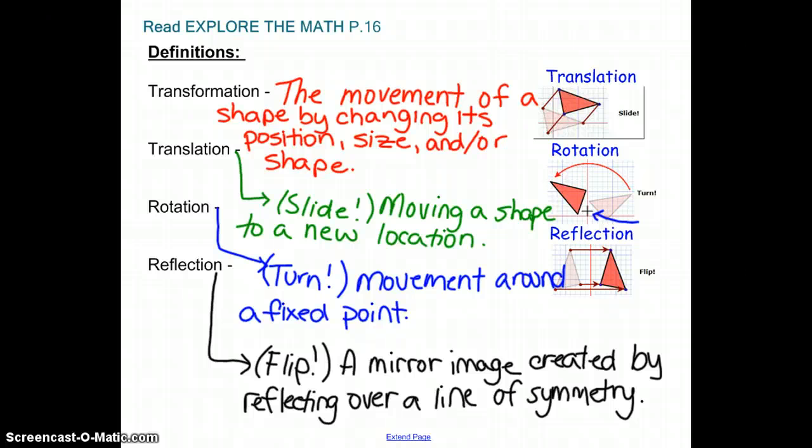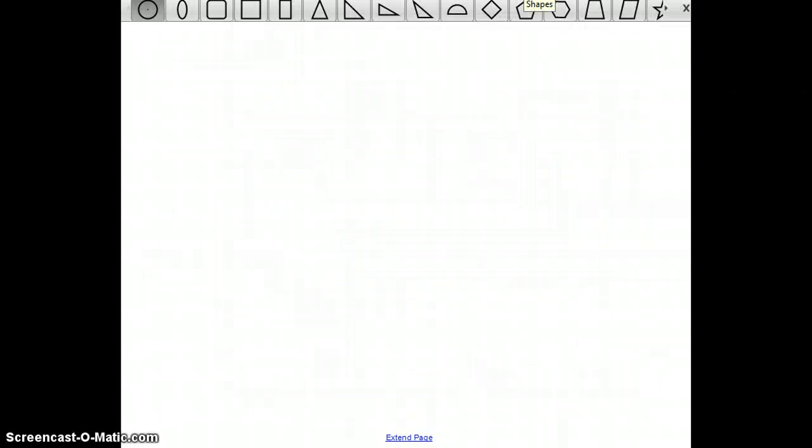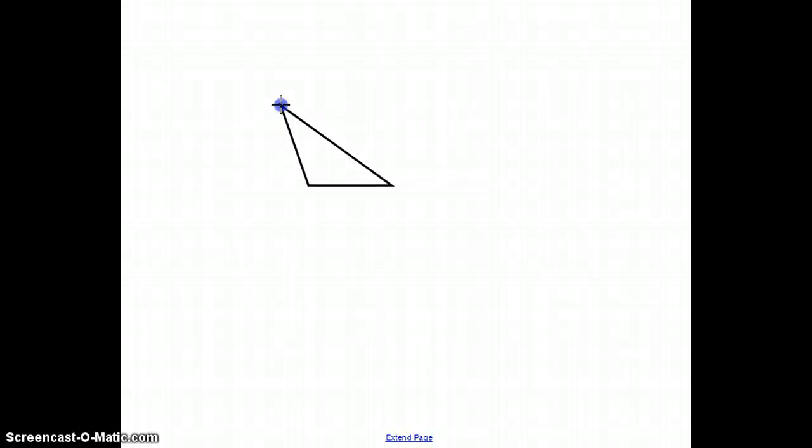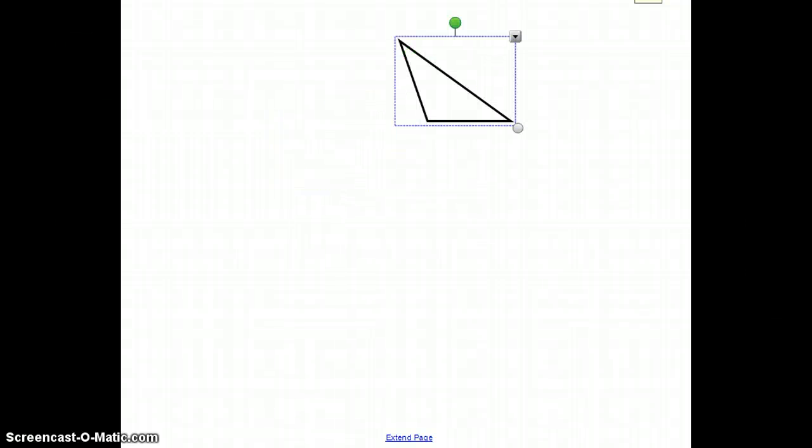Then you can read Explore the Math on page 16 and copy the following definitions. Note that translation also means slide, so that's just taking a shape and moving it. And if I create just another page here, I'll show you what this means. If I create some kind of shape, it doesn't matter what shape, the first thing I'm going to do is move the shape or slide it. So I can take this shape, move it here, there, it's been translated. Move it back, it's been translated again.